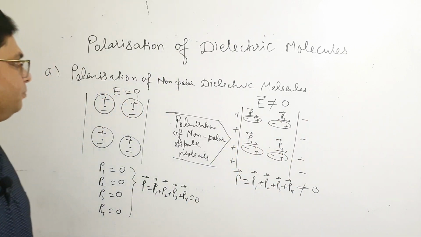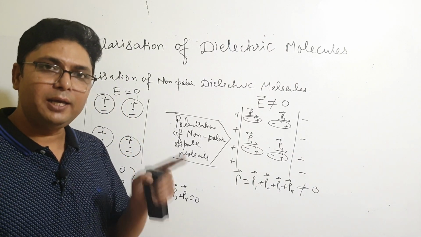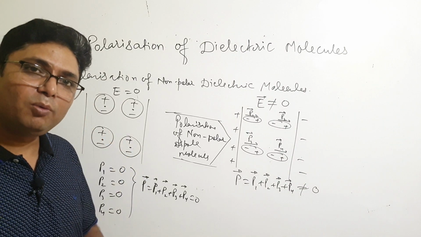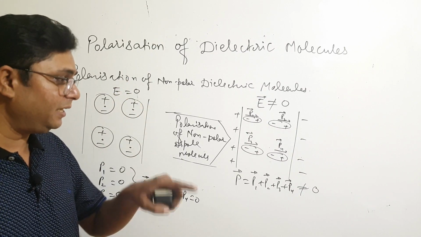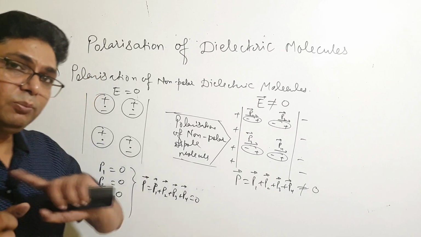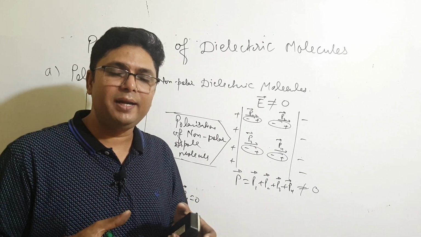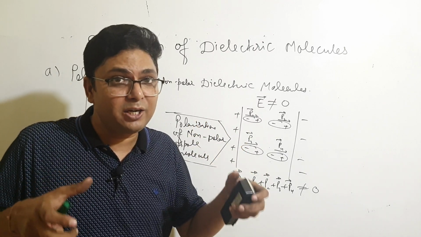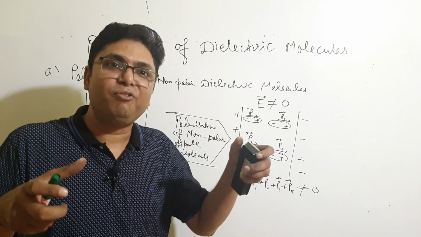So we say that polarization of a non-polar dielectric molecule is the phenomenon in which there is no intrinsic dipole moment in the absence of an electric field, but in the presence of an electric field there is a net dipole moment. So in both the cases, what have you seen? You have seen that a dipole moment is created when polar or non-polar dielectric molecules are kept in an external electric field.